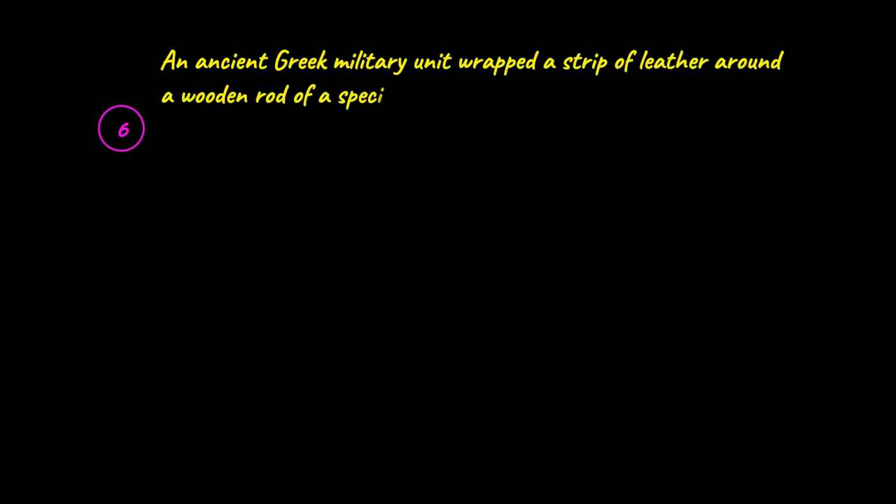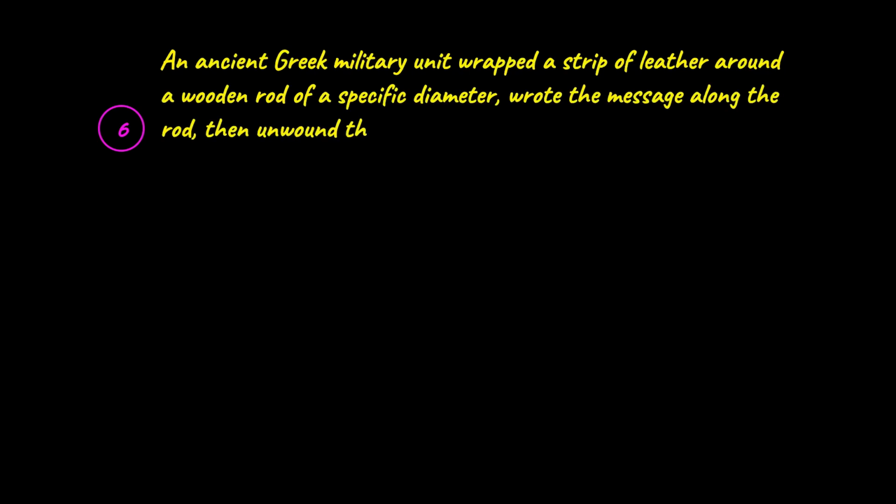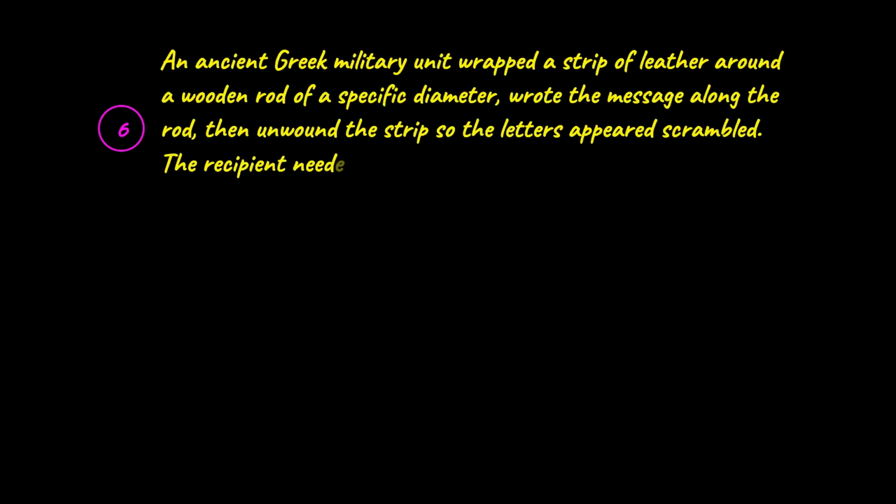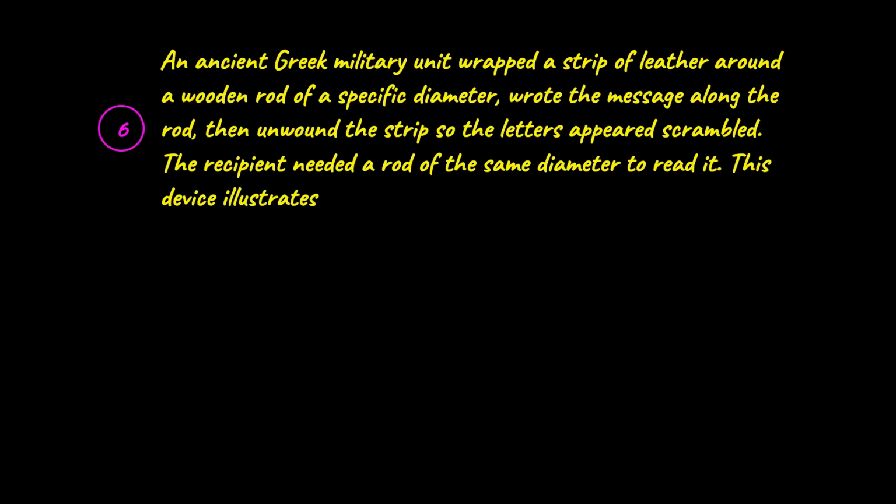Question 6. An ancient Greek military unit wrapped a strip of leather around a wooden rod of a specific diameter, wrote the message along the rod, then unwound the strip so the letters appeared scrambled. The recipient needed a rod of the same diameter to read it. This device illustrates which primitive operation?